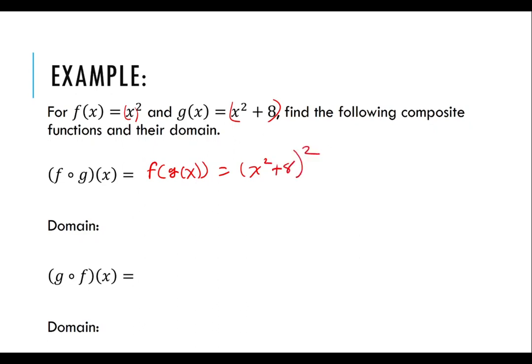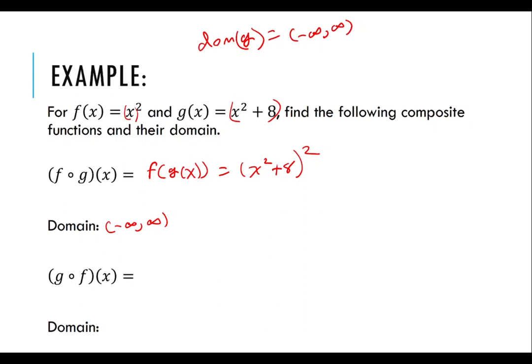Well, first off, we didn't talk about the domain of the inner function g yet. So what's the domain of g? The domain of g, that's a polynomial, so the domain is all real numbers. Then I see my composition is (x squared plus 8) quantity squared, but that's just a larger polynomial, so its domain is also all real numbers. And so the intersection of all real numbers with all real numbers is, of course, all real numbers.